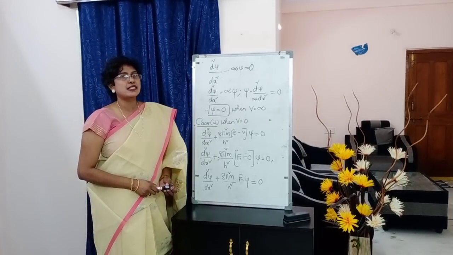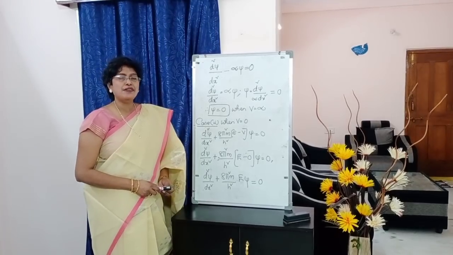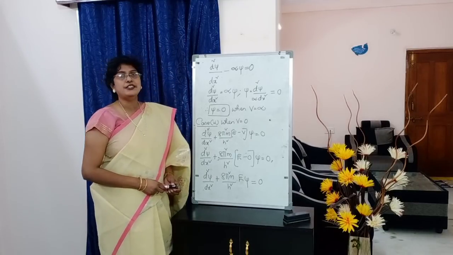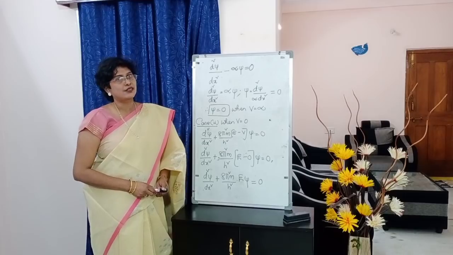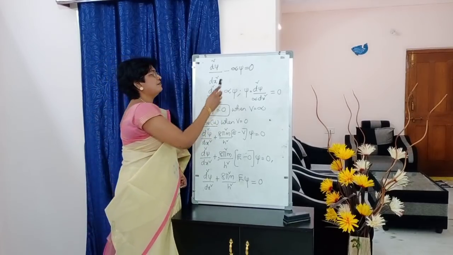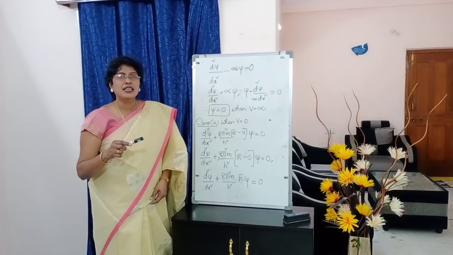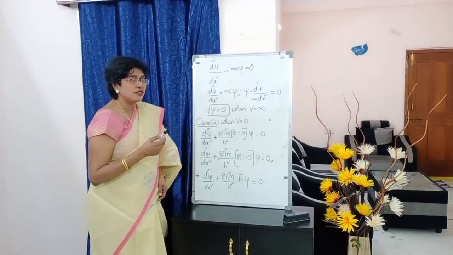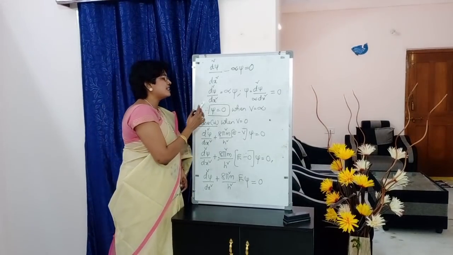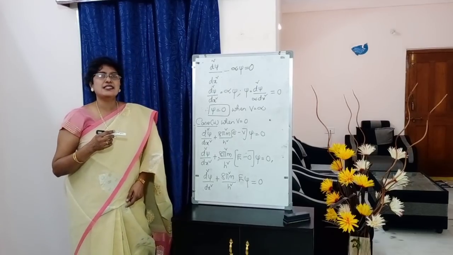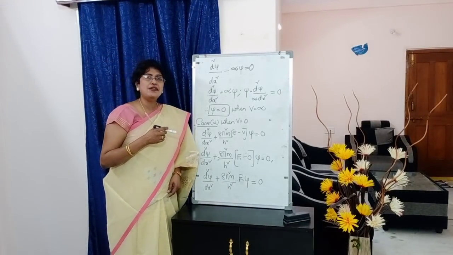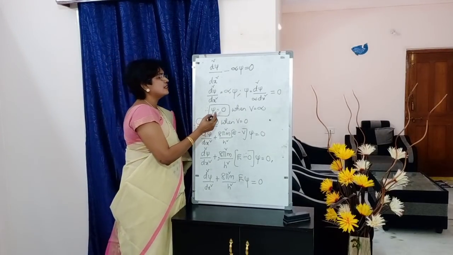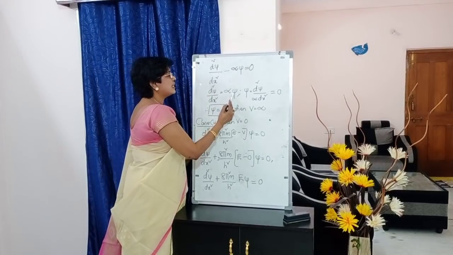8 pi square m by h square into infinity is equal to infinity, and hence d square psi by dx square minus infinity into psi is equal to 0. Okay students? Right. Now if this minus infinity into psi, if we bring it to the right side, it becomes plus infinity into psi. So write down the next step: d square psi by dx square is equal to infinity into psi.